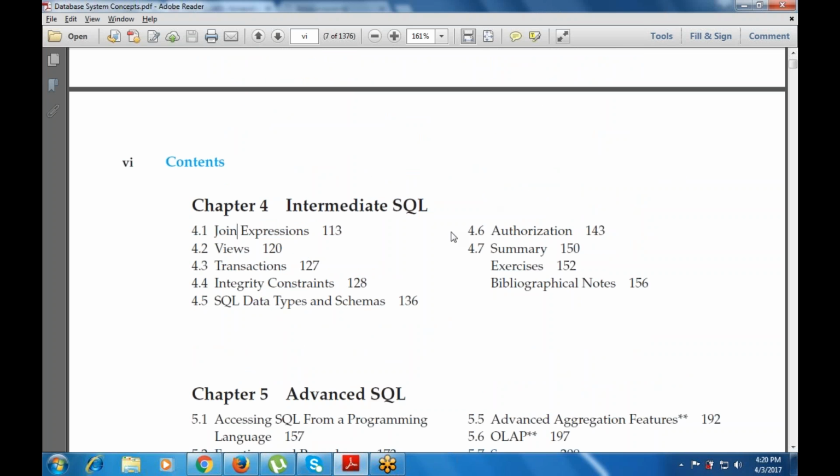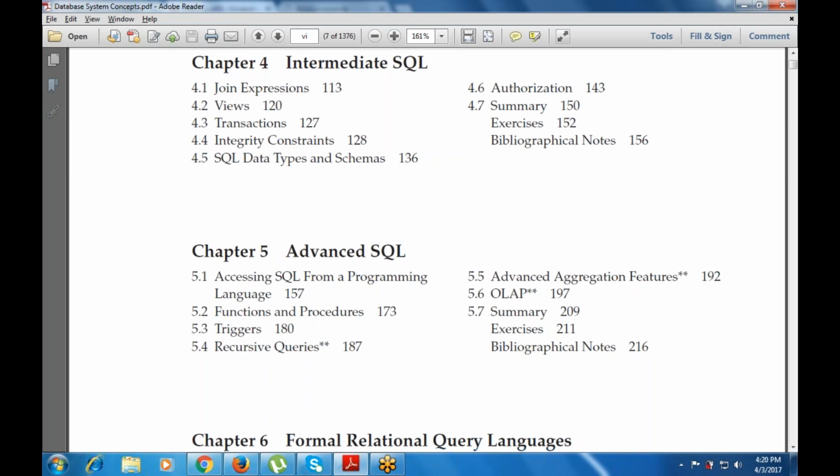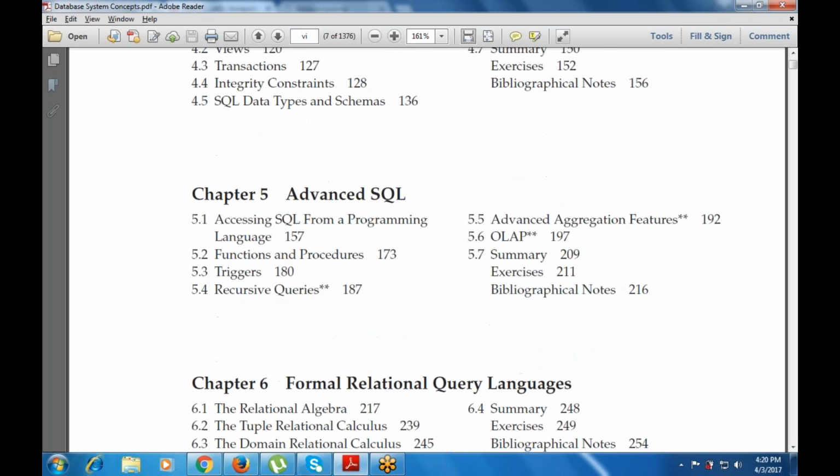Then intermediate SQL. One is the basic SQL, and the other is the intermediate SQL that includes join expressions, views, transactions, integrity constraints, SQL data types and schema, authorization, summary, exercises, then bibliographic notes. Then chapter number 5 is advanced SQL. So first the basic, then introduction, then intermediate, then advanced.